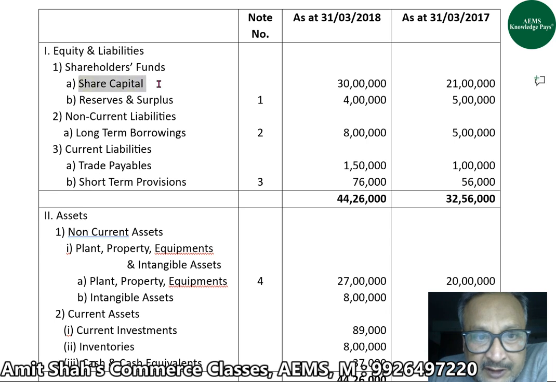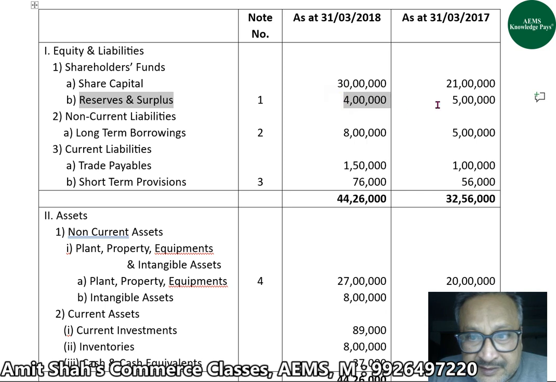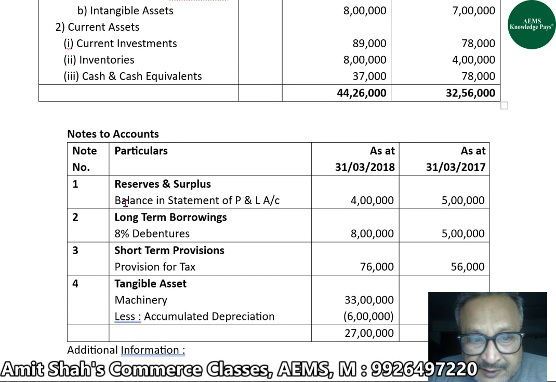So in the balance sheet, we have been given share capital, which has increased by 9 lakhs. So it will go under financing activity. Reserve and surplus, for which we have been given note number 1. And in reserve and surplus, we have only one item, that is balance in statement of P&L, 5 lakhs and 4 lakhs respectively. This information we will use to determine profit before tax.